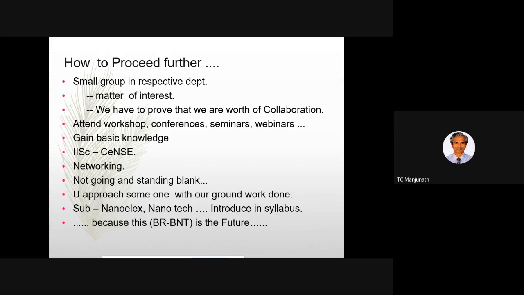The main problem is that nanoelectronics and nanotechnology have to be introduced in the syllabus. In many autonomous institutions, this subject itself is being introduced: nanoelectronics, nanotechnology. Of course, it is basically physics related, and the biorobotics or bio-nanotechnology is the future. It is not only the country's future, it is the world's future, in eradicating deadly viruses. Thank you one and all for a patient hearing.